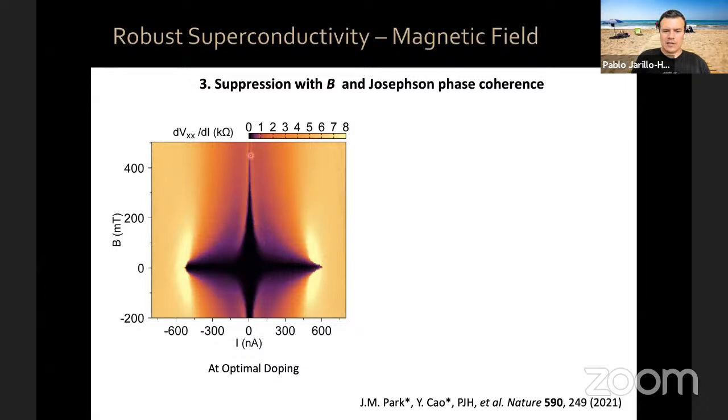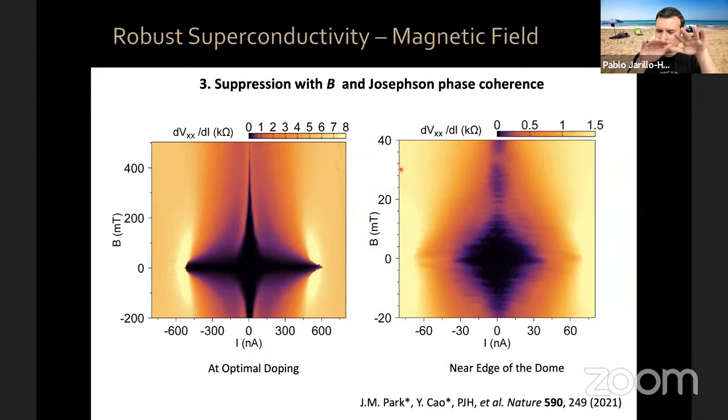And then if, rather than being at optimal doping, you go to a region near the edge of the superconducting dome, where again your system breaks into superconducting and non-superconducting islands, then you can see characteristic oscillations, which are Fraunhofer-like oscillations of your critical current, again establishing that you have Josephson phase coherence, okay? So magic angle twisted trilayer graphene turns out to be a robust superconductor. And by now, I'm aware of at least three groups that have reproduced these results.